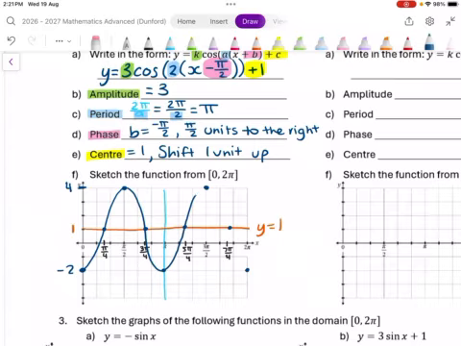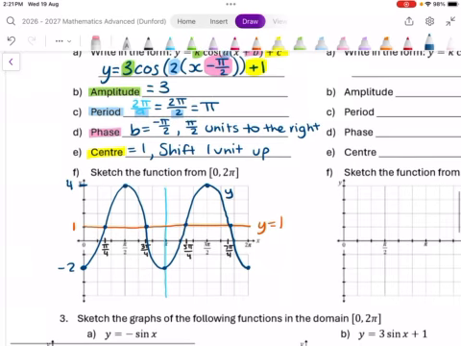I need to fix it up, going through those key points. Okay? And then that is our curve y equals 3 cos(2x minus pi) plus 1. Does that make sense? Does anyone have any questions?